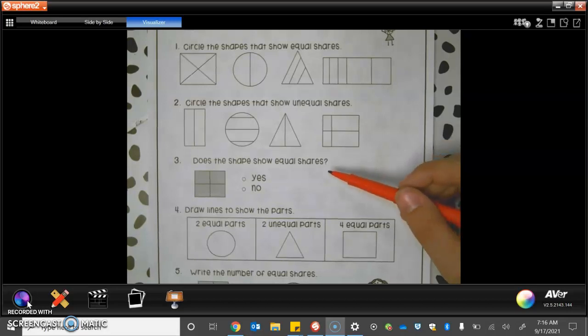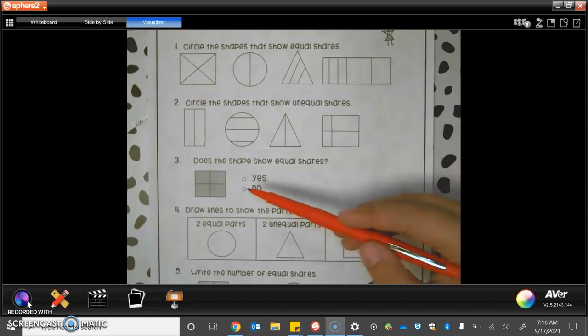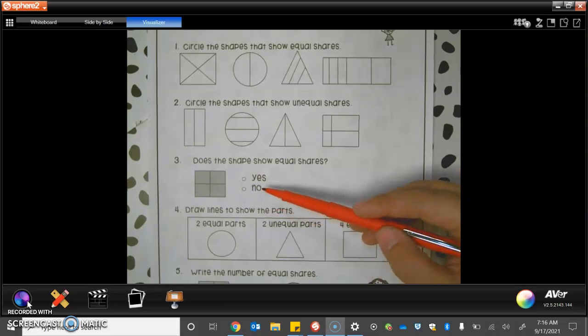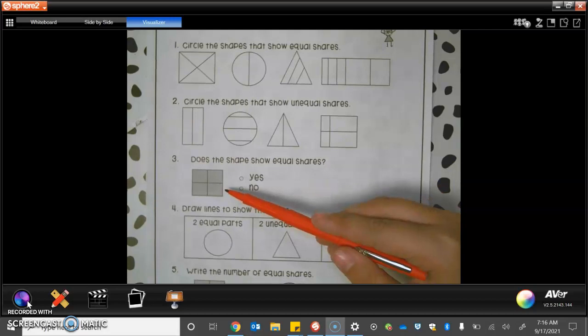Number 3, does the shape show equal parts? Yes or no? Does this shape show equal shares?